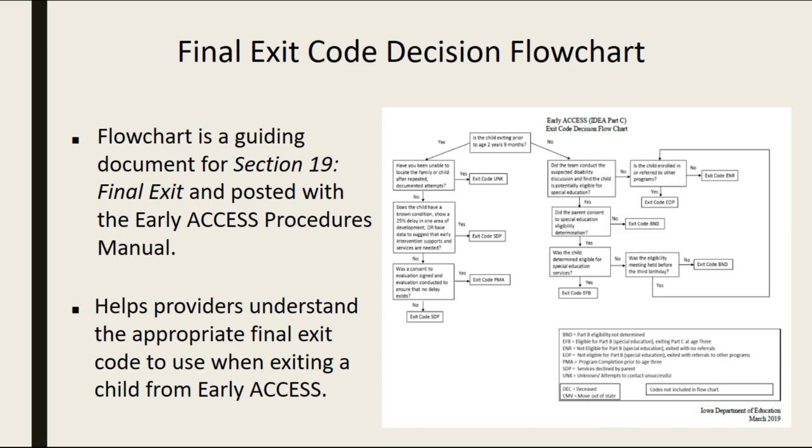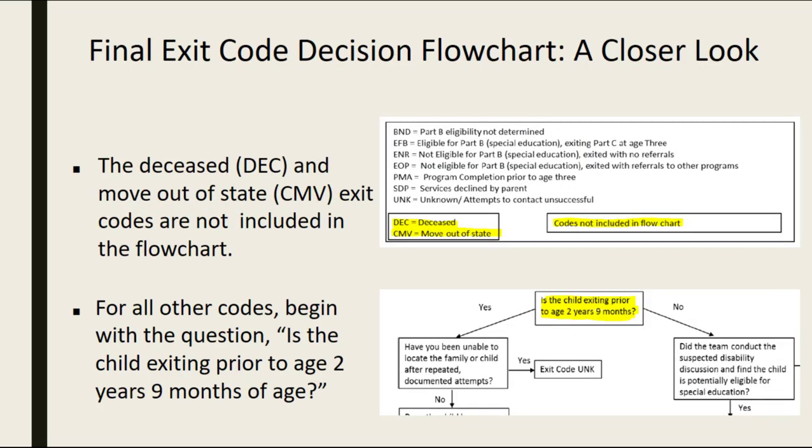The flowchart is a tool to help service coordinators and providers understand what final exit code to use when exiting a child from early access. Let's start by taking a closer look at the final exit code decision flowchart.